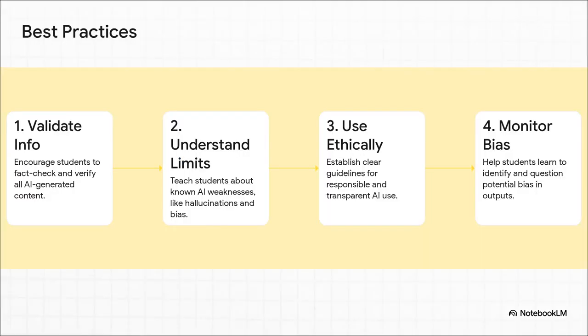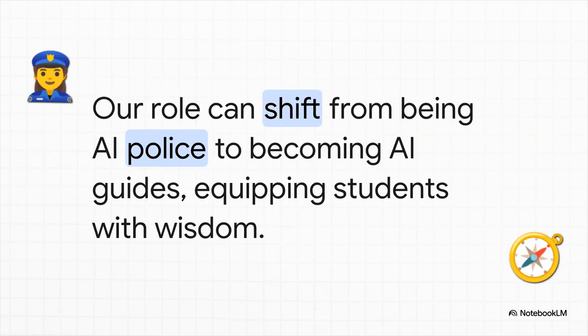And here's what that can actually look like in practice. It means teaching those classic critical thinking skills, like validation and fact-checking. It means being really upfront about the tool's limitations, like those hallucinations we talked about, and it means setting very clear ethical guidelines for its use in your classroom. Ultimately, what this all means is that our role can evolve. Instead of spending all of our energy trying to be the AI police, we can shift our focus to becoming AI guides, equipping our students with the wisdom they need to navigate this new reality.